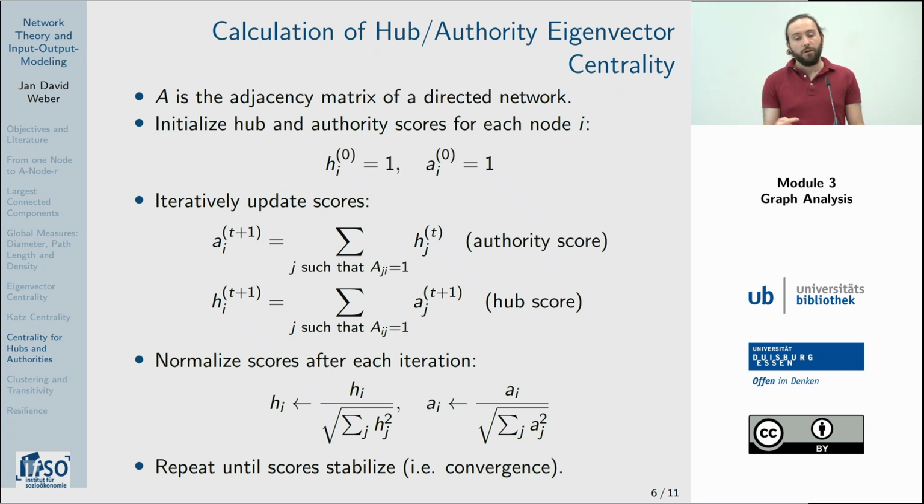We add up all the things that link to the authority or the hub. And over time, this number stops changing, because it changes only in the 5th, 10th, 20th digit. So there we have the convergence. And once we have the convergence, we have the hub and authority eigenvector centrality calculated.